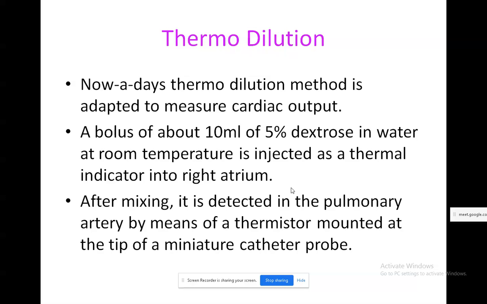in the right atrium. After mixing that bolus, that is the thermal indicator, with the blood, we are going to detect the cardiac output at the pulmonary artery. We inject at the right atrium, and here we detect at the pulmonary artery using a thermistor, which is mounted at the tip of the catheter probe.